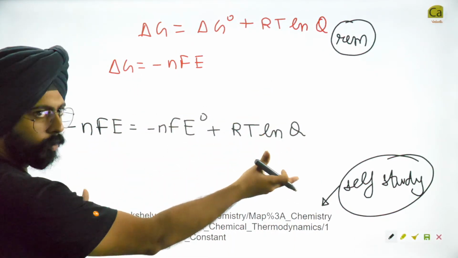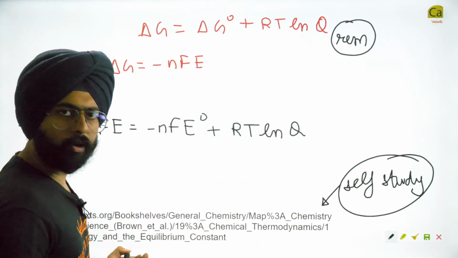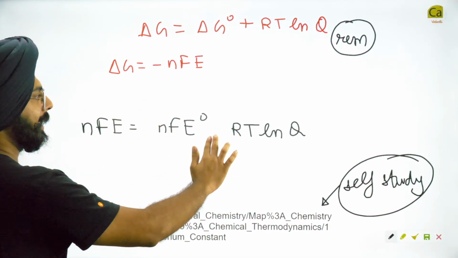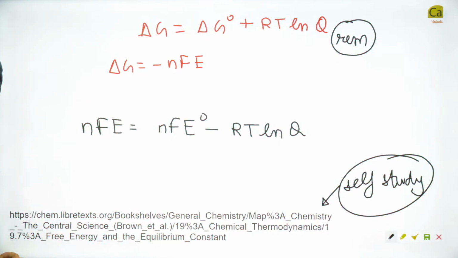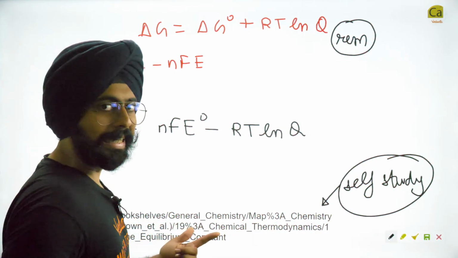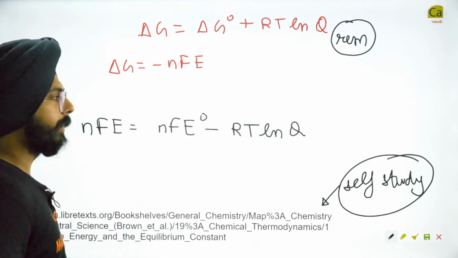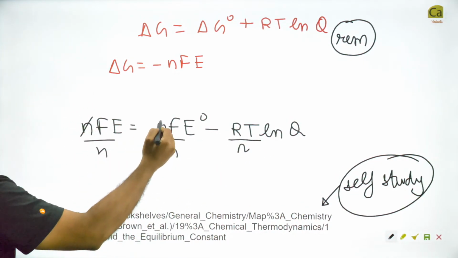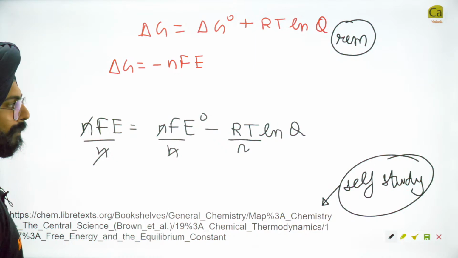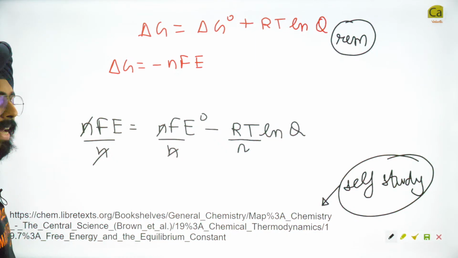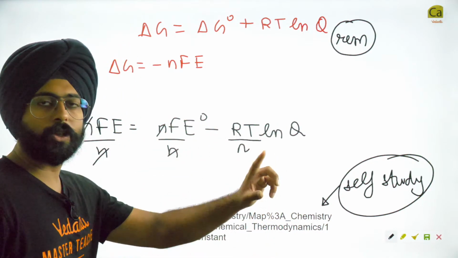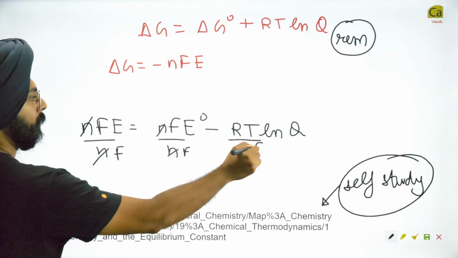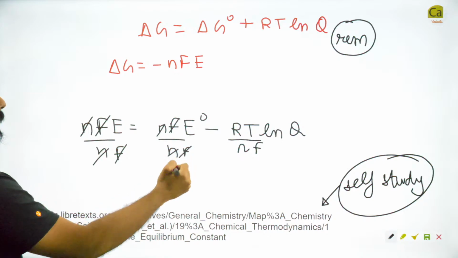Let's just rewrite this equation a little. Let's multiply all the sides with a minus sign, so this becomes plus, this becomes plus, this guy becomes minus. Now, let's divide this entire equation with n. Let's divide both sides of the equation with F, Faraday, too. So the Faraday also cancels out.